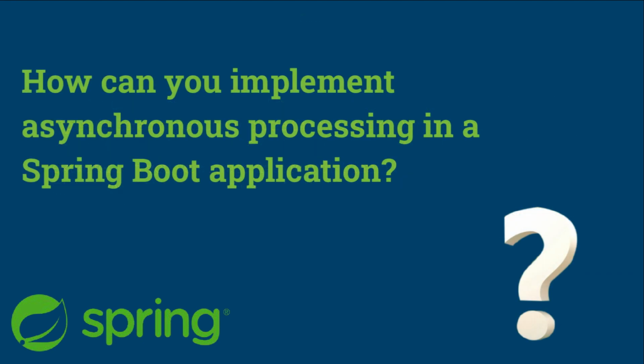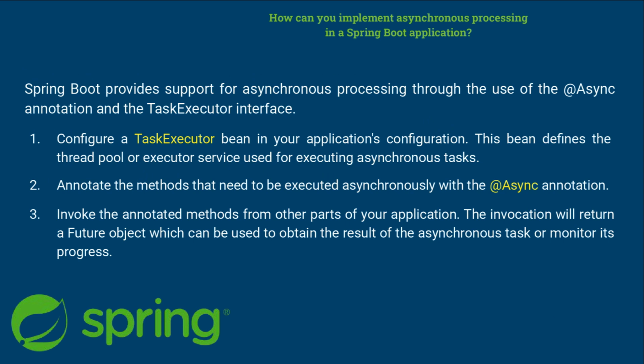Next question, how can you implement asynchronous processing in a Spring Boot application? Spring Boot provides support for asynchronous processing through the use of the @Async annotation and the TaskExecutor interface. To implement asynchronous processing, follow these steps. First, configure a task executor bean in your application's configuration. This bean defines the thread pool or executor service used for executing asynchronous tasks.